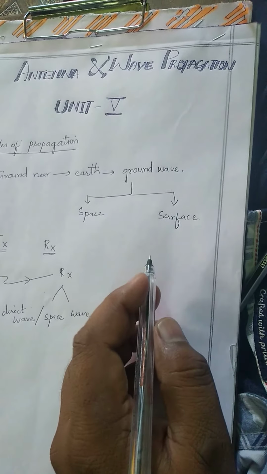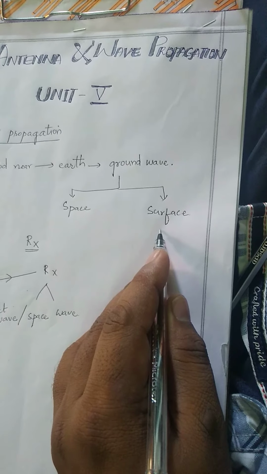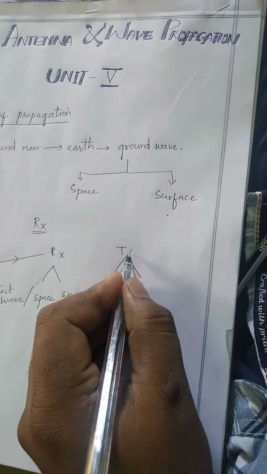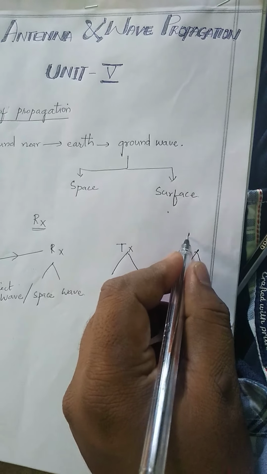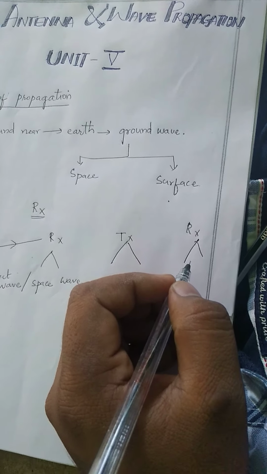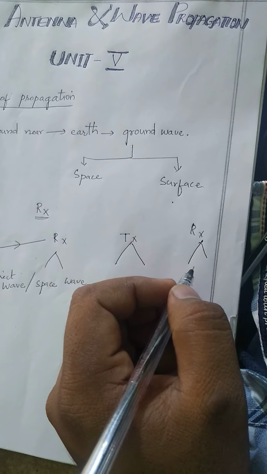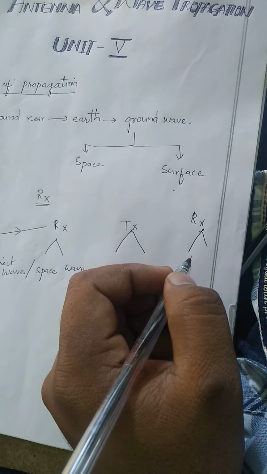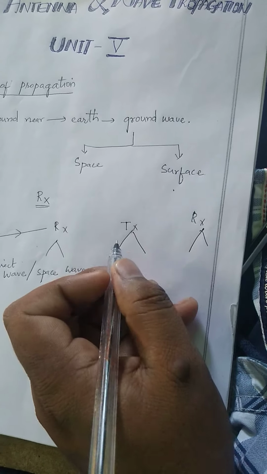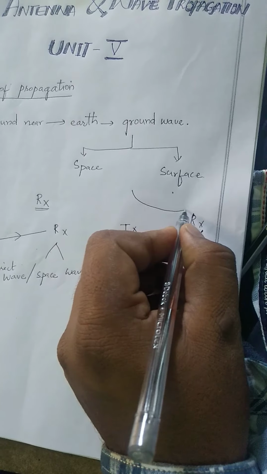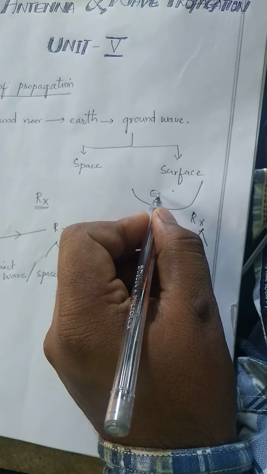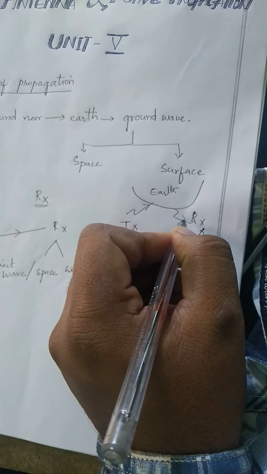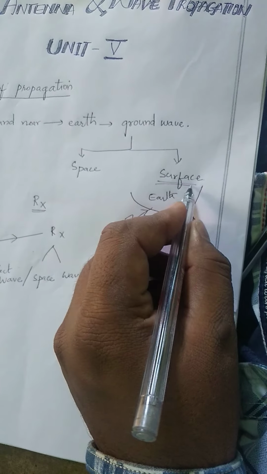And the second category is surface. What does surface mean? Suppose you have a transmitter and you have a receiver. The wave which propagates to the receiving antenna through reflection from the earth surface is called the ground reflected wave. So the transmitter is there, then we have the earth surface at one end. From the earth crust it travels and gets received. Then it is considered to be the surface wave.